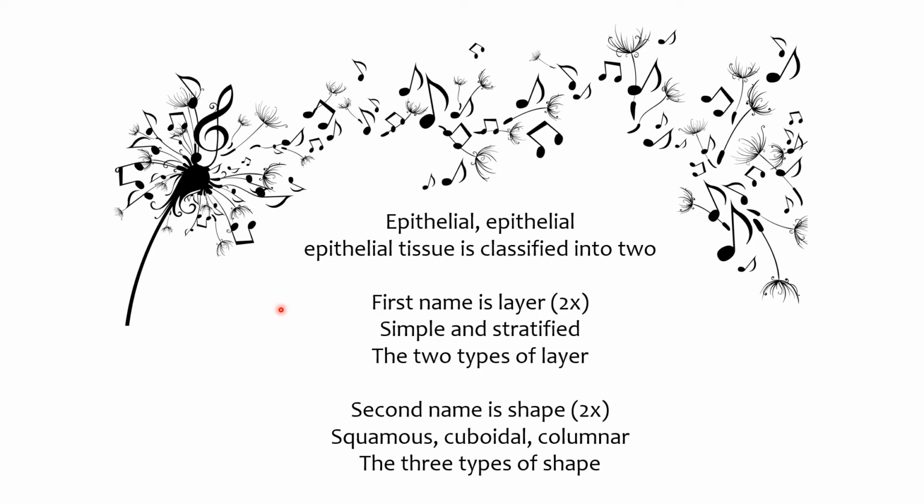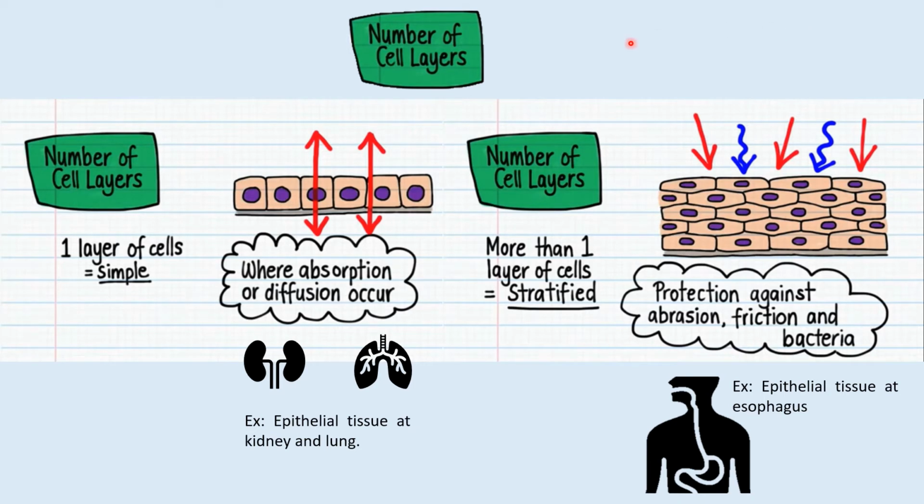So, how do you think? Is it interesting? Remember, the first name is layer and the second name is shape. Let me explain about the number of cell layers first. We call it simple if the epithelial tissue is made up of 1 layer of epithelial cells. Meanwhile, if more than 1 layer makes up the epithelial tissue, it is called stratified.